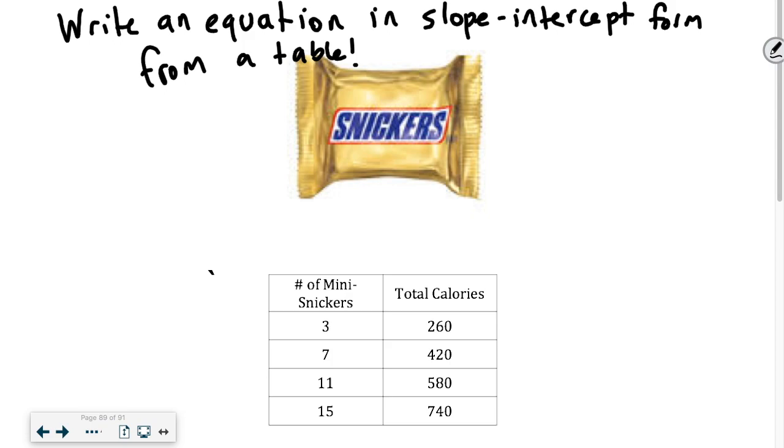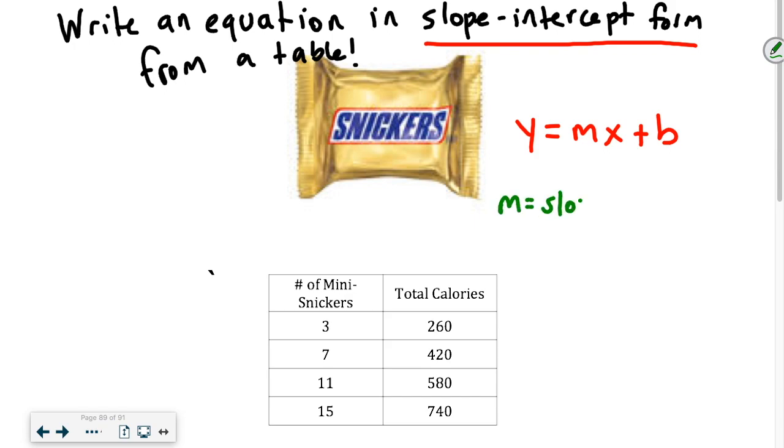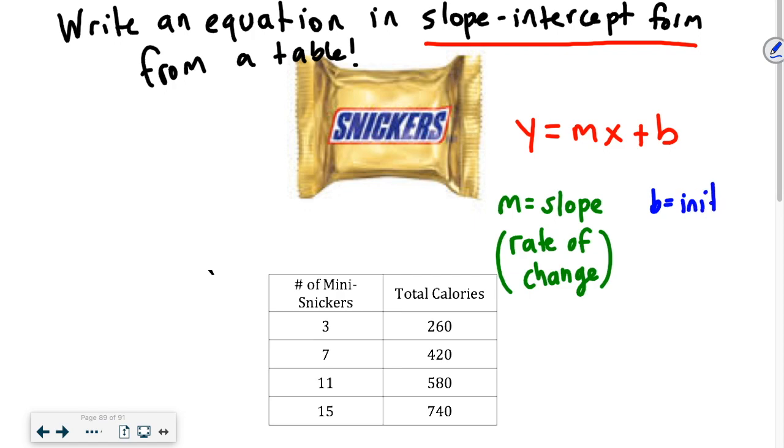All right, so when we write an equation in slope-intercept form from a table, we need to know what slope-intercept form is. We know that slope-intercept form is y equals mx plus b. We know that the m stands for the slope, or aka rate of change. And we know that the b stands for the initial value, aka y-intercept. All right, so we know that from the previous lesson.